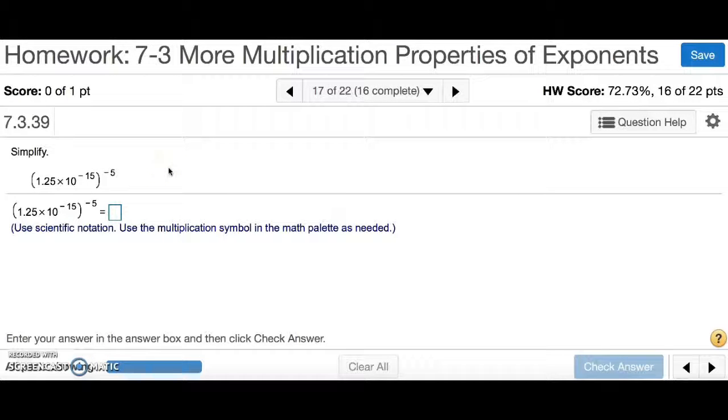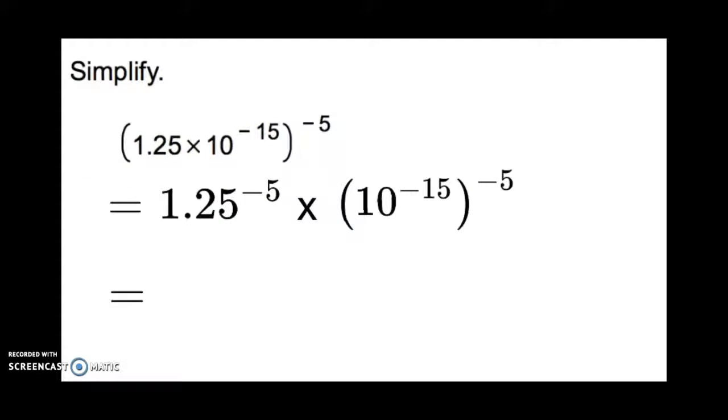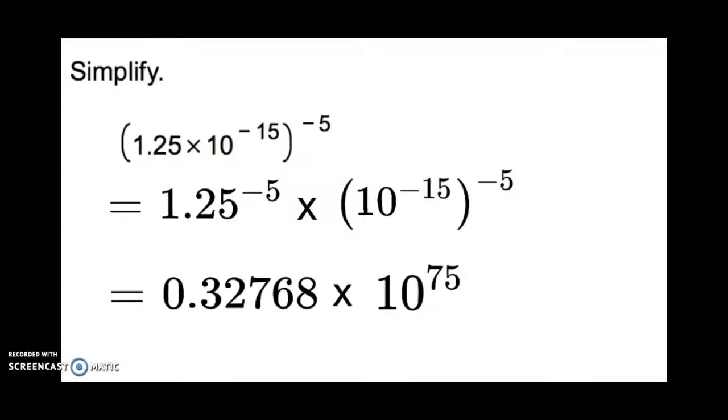Number 17, we have 1.25 times 10 to the negative 15, all being raised to the negative 5. So let's see what we have to do. I'm going to have to raise each of these to the negative 5 power. So we have 1.25 to the negative 5 power and 10 to the negative 15 to the negative 5 power. So 1.25 to the negative 5 power is going to give me 0.32768. Negative 15 times negative 5 is 75.